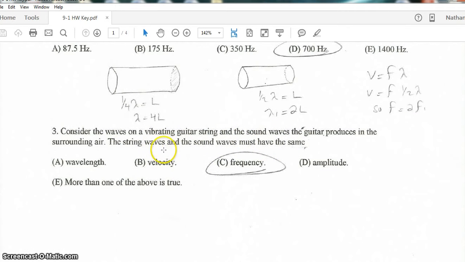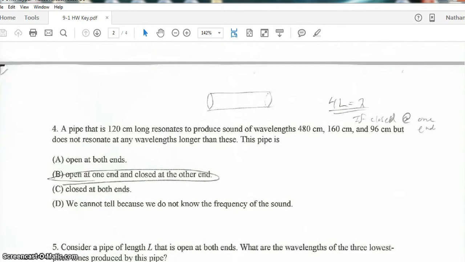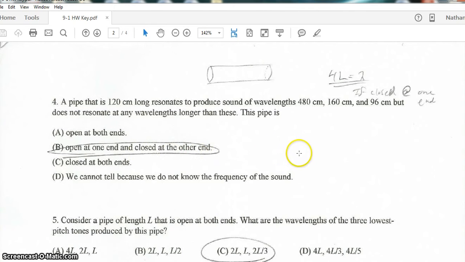For question 3, consider the waves on a vibrating guitar string and sound waves that the guitar produces in the surrounding air. The string waves and the sound waves must have the same. So the key concept here is truly just an understanding question. The period and therefore the frequency will be the same for both of those waves as they resonate. The wavelength and the velocity are both going to depend on the medium the wave is traveling through, and the amplitude for the string is going to be way different than the change in pressure for the compressions in the air. So the only quality of the waves that is constant as it travels between mediums is the frequency.